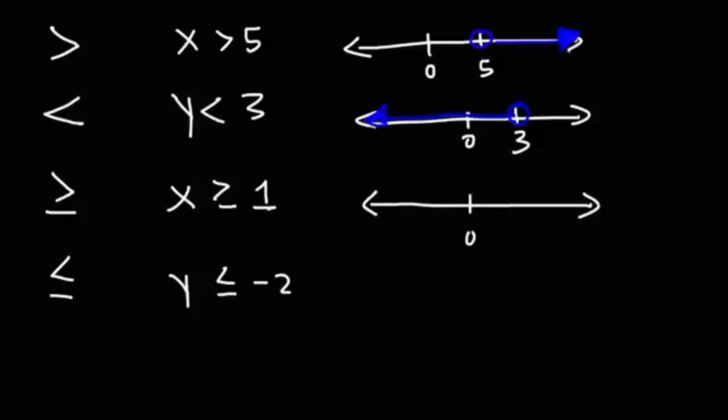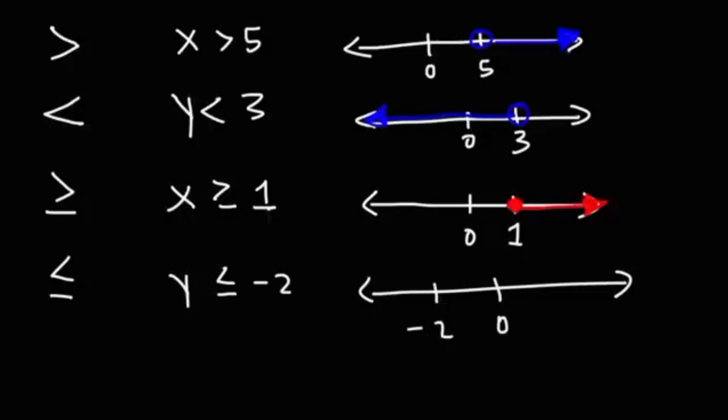Next, x is equal to or greater than 1. Because it includes 1, we're going to have a closed circle. Now for the next one, y is less than or equal to negative 2. So we're going to have a closed circle at negative 2, but we're going to shade to the left since it's less than negative 2. So those are some inequalities that you want to be familiar with.